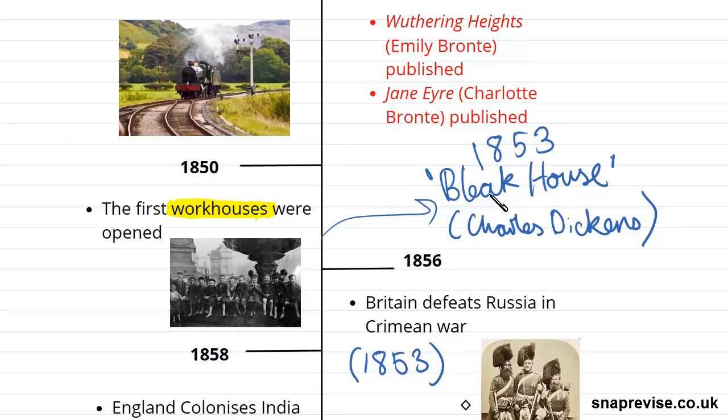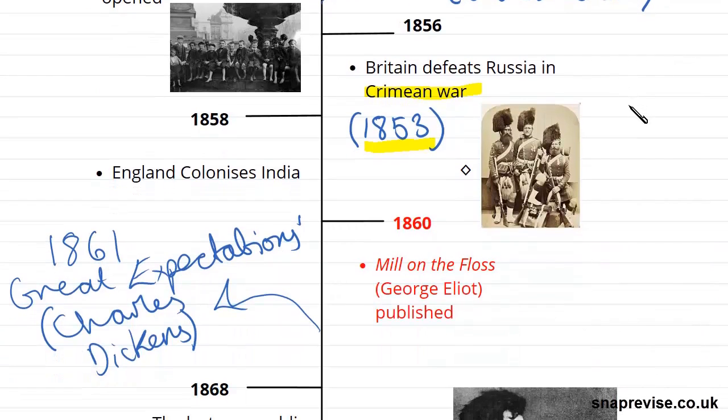In 1853, Bleak House by Charles Dickens was published. In 1856, Britain defeated Russia in the Crimean War, which started in 1853. In 1858, England colonised India. This is important as throughout the Victorian era, Britain was an ever-expanding colony. They kept conquering different nations, and the British Empire was growing.